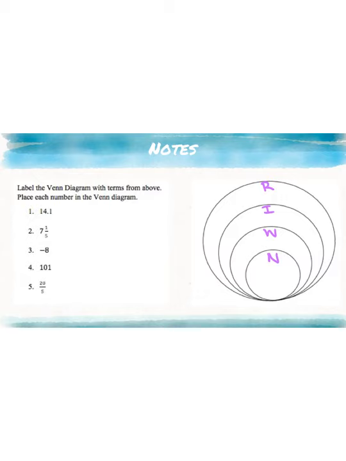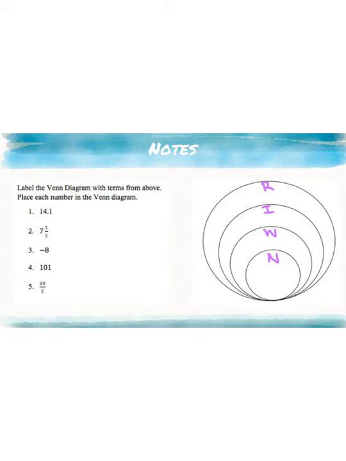Now in our notes, it asks us to label this Venn diagram with the terms from above. Instead of writing out the entire word, I use the first letter of each classification. So I put N for natural inside the smallest circle, W for whole inside the next circle, I for integer, and then R for rational. Then it asks us to place each number below in the Venn diagram where it belongs. We need to place these numbers where they belong first.